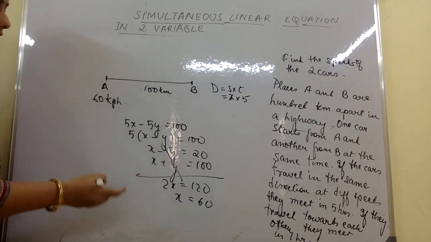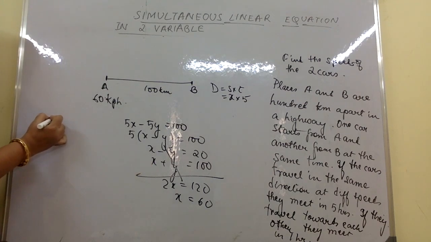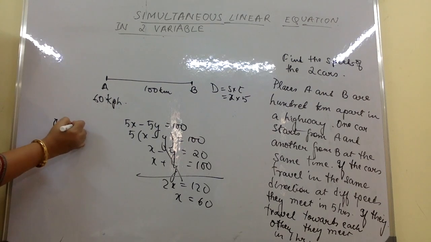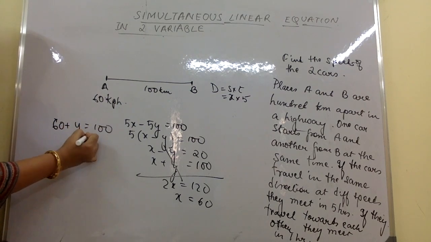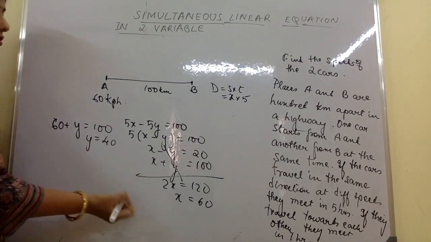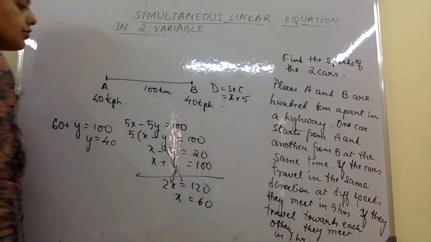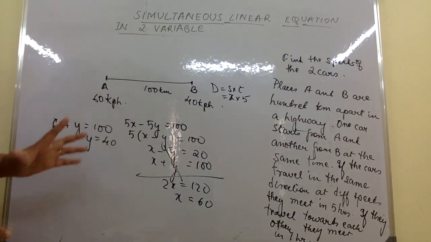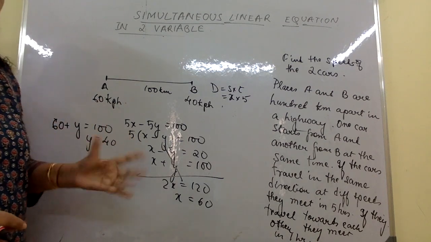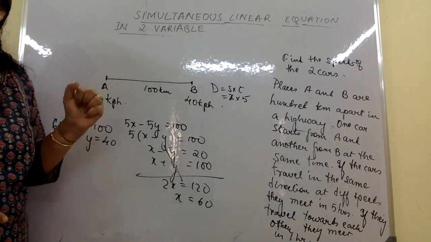Now let me find the other one, and I'll put it in the simpler equation. So 60 plus y is 100. Okay, y is equal to 40. So this car had a speed of 40 kph. So you note that there is a lot of planning in this sum, but the actual equations are very simple.